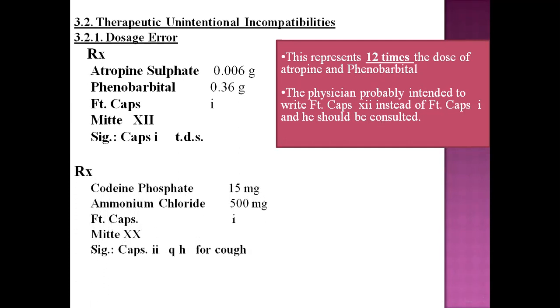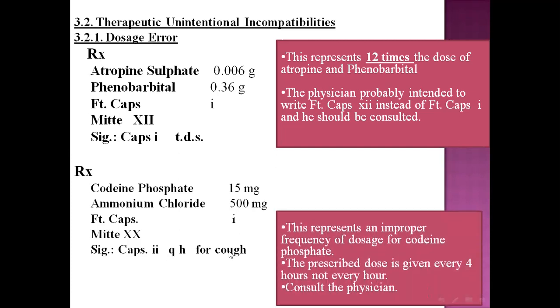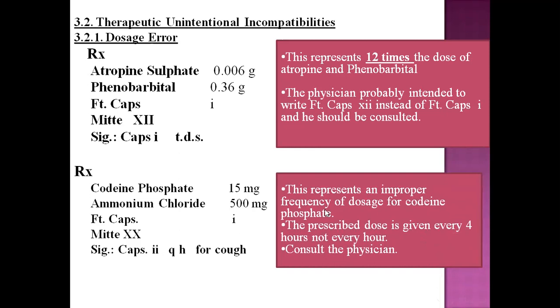Codeine phosphate 15 milligrams, ammonium chloride 500 milligrams, fiat capsule, Mitte 20. Signature: capsule II, this means 2, every hour for cough. There is no such medicine that is prescribed every hour. This represents an improper frequency of dosage for codeine phosphate.